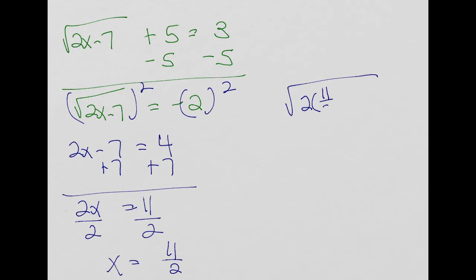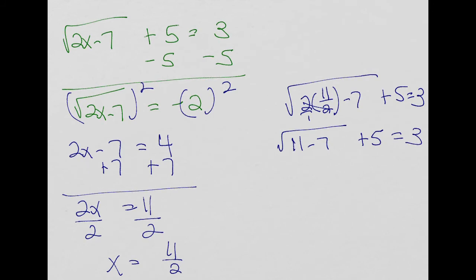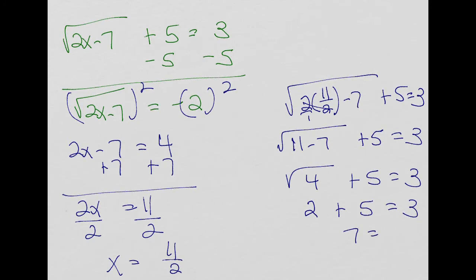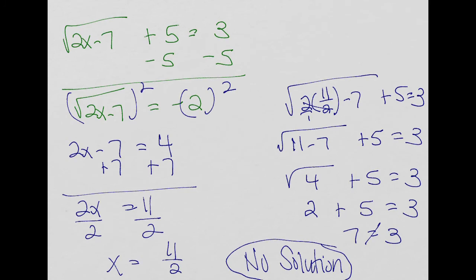2 times 11 over 2 minus 7. So this is nice. This is the same as 2 over 1, so that's going to cancel out. So 11 minus 7. 11 minus 7 is 4. Square root of 4 is 2. And so this one does not equal. 7 does not equal 3. So for this one, it's no solution. And it doesn't happen a lot, but this is why you have to check anytime there's a perfect square. So this was not a solution.